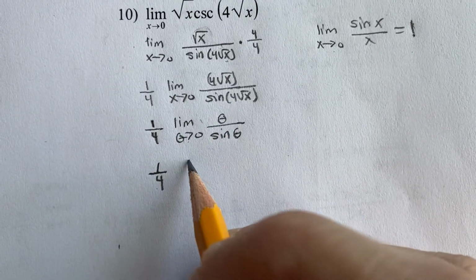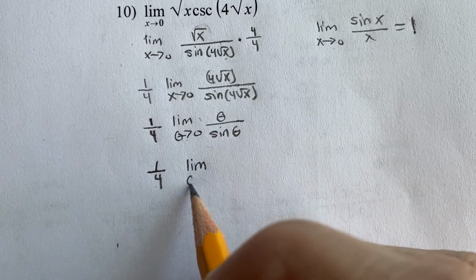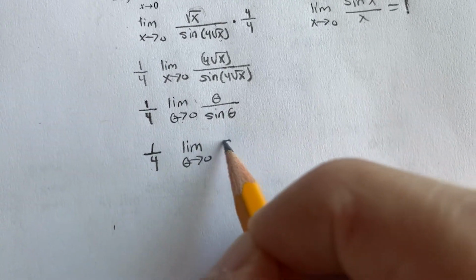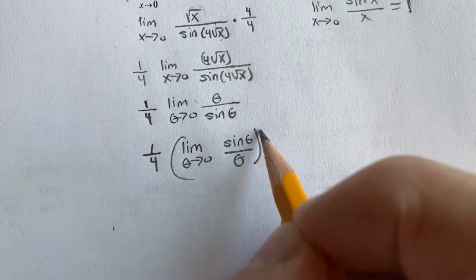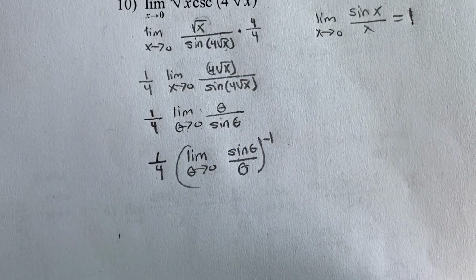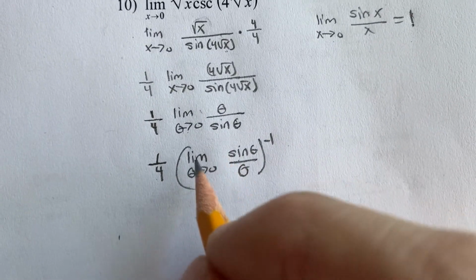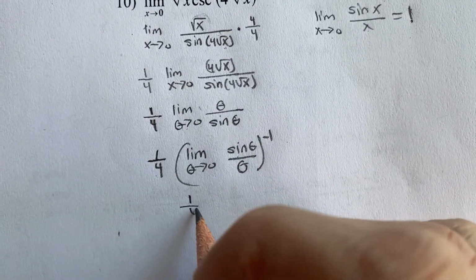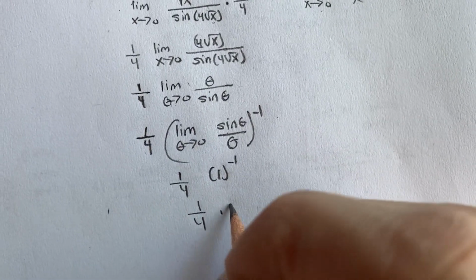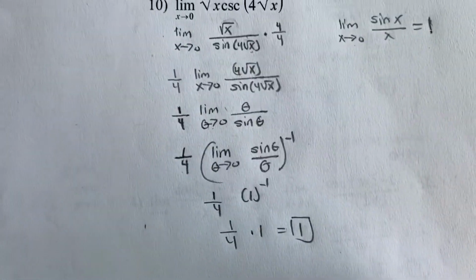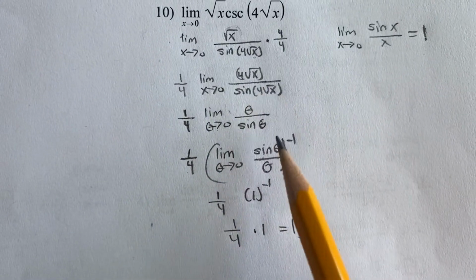I'm just going to say this is the limit as theta goes to 0 of sine theta over theta, right? How did I flip it? I mean, this thing is the same as this, right? Okay, so this is 1, right? 1/4 times 1 to the -1 is just 1/4 times 1, which is 1/4. Okay, so there's really nothing to it.